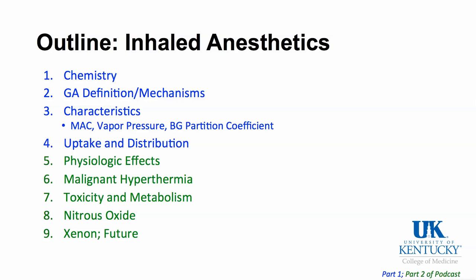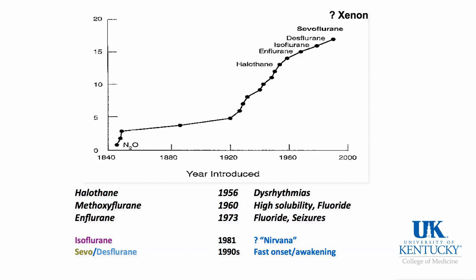Some characteristics of inhaled anesthetics, including MAC, vapor pressure, blood gas partition coefficient. Finish up the first part with some superficial discussion of uptake and distribution. Begin our part two with the physiologic effects, respiratory, cardiac, neurologic, etc., the disease malignant hyperthermia, some of the toxicity and metabolism issues, a standalone discussion of nitrous oxide, and then briefly touch on an anesthetic of the future, xenon.